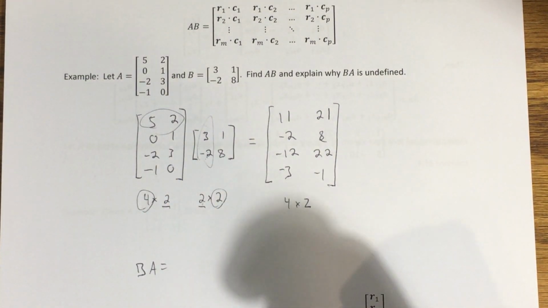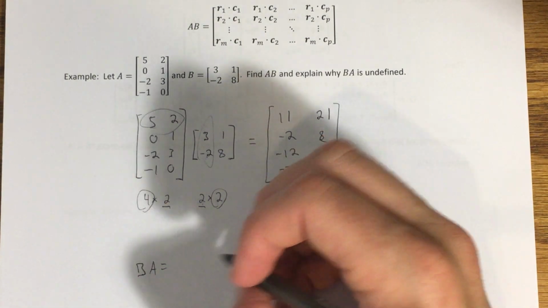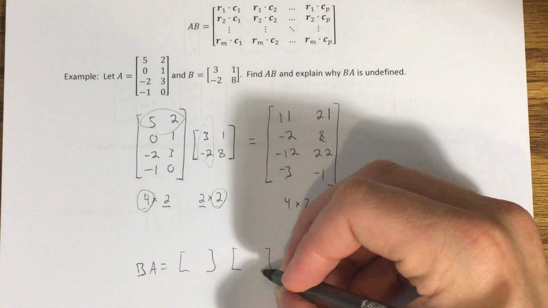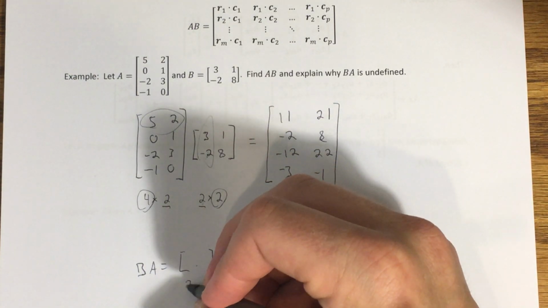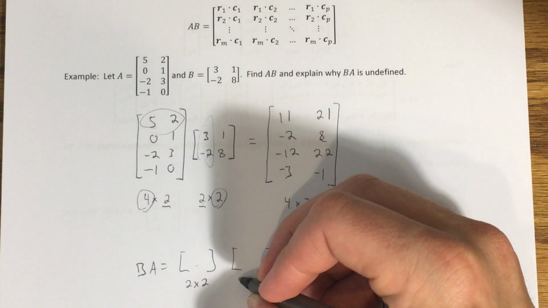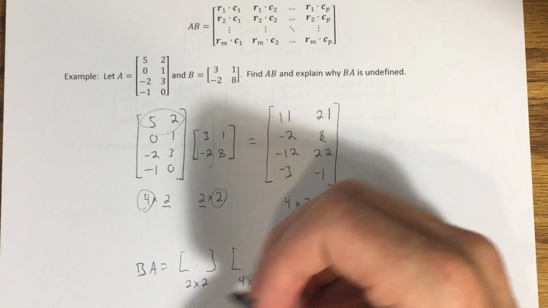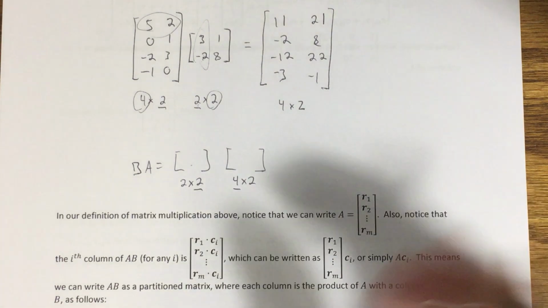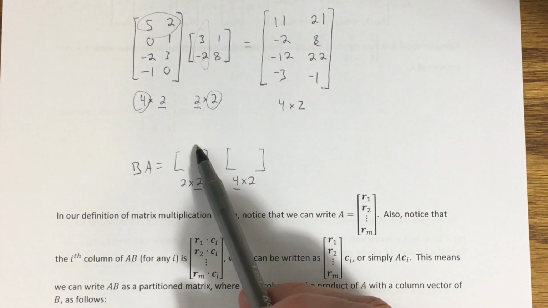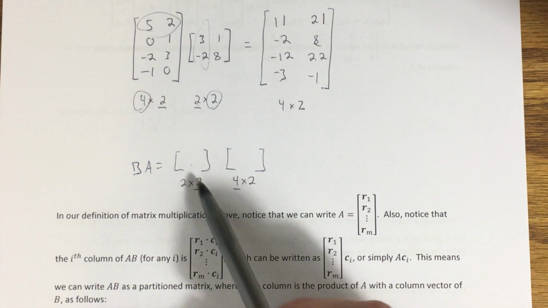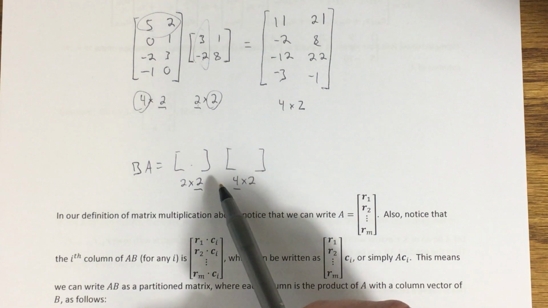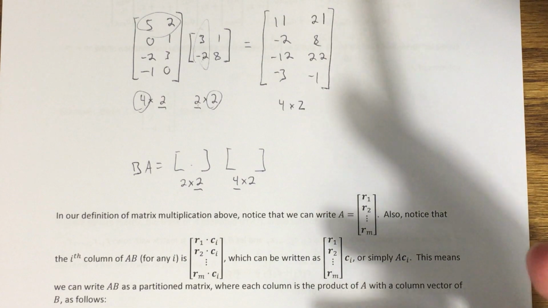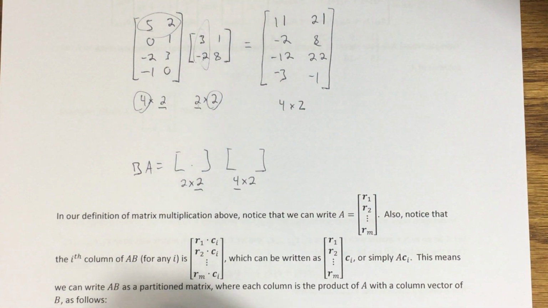look at the dimensions of the matrices I'd be multiplying together. I'd have a matrix B times matrix A. Matrix B has dimensions 2 by 2. Matrix A has dimensions 4 by 2. Suddenly these inner dimensions don't match anymore. That would mean that I'm taking row vectors with 2 entries and trying to dot them with column vectors having 4 entries. You can't match the entries in a one-to-one correspondence that way. So this would not be defined.